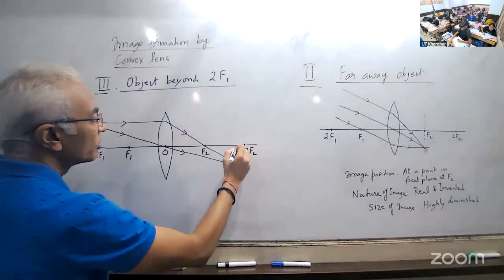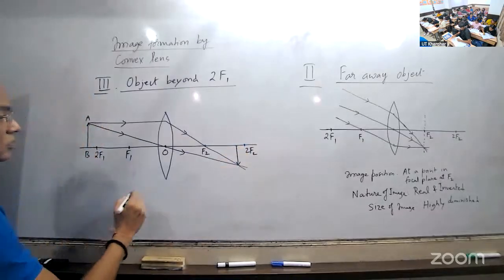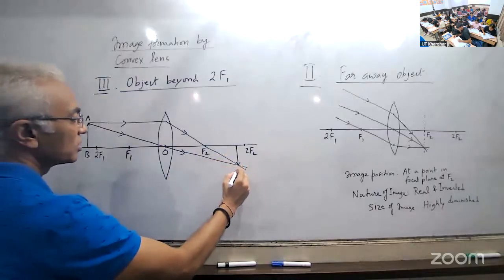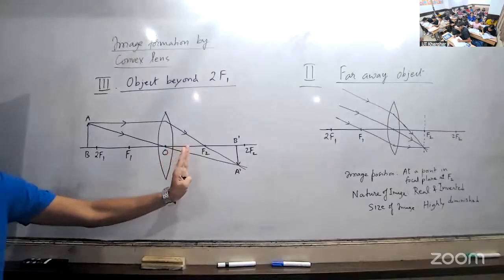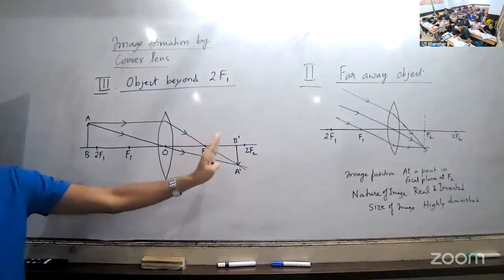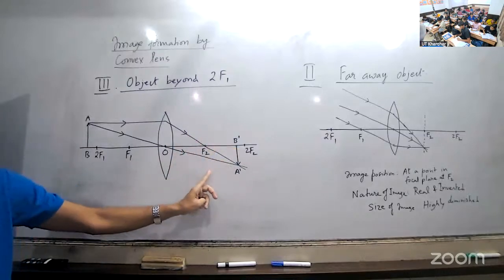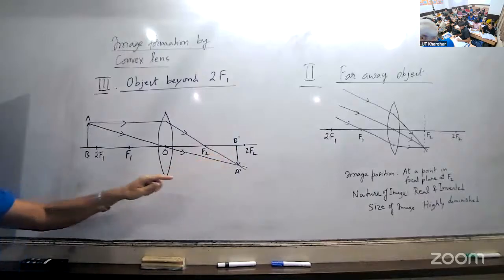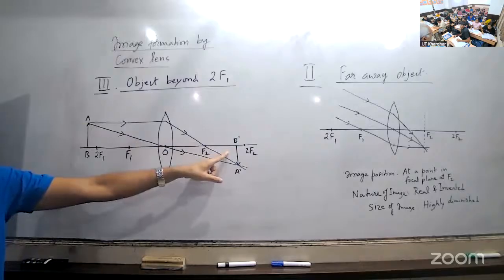So where is the image forming now? Yes, so this is A dash, B dash. So now the image is forming between F2 and 2F. It has shifted away, correct? Shifted away from F2. And now what is the size? Now the object and image size are comparable, but still the image is diminished.